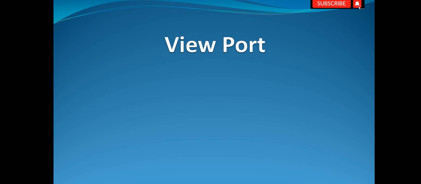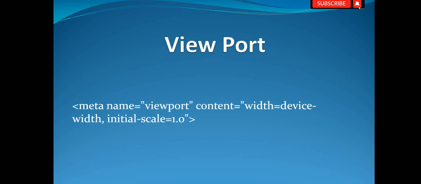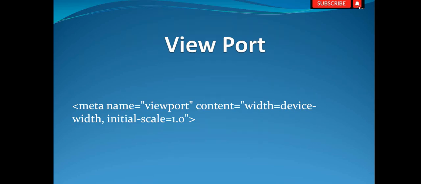First one is viewport. Viewport means the area the user is viewing on the device. Like if you are viewing a screen on mobile, that part is the viewport. For changing the width of the screen, we need to use this viewport value in the name property. Also, width we need to set based on the device width. Initial scale we need to set to 1.0.